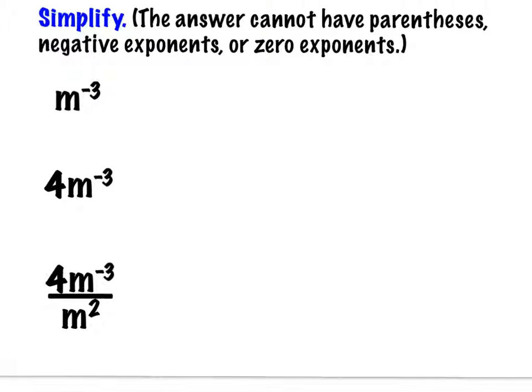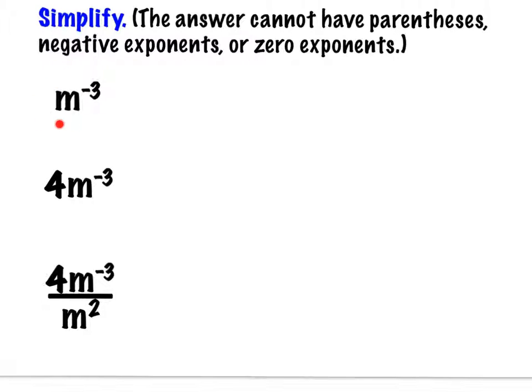Let's look at a few quick examples. The instructions here say simplify. That means, of course, to make the expression simpler. And simplified expressions will not have parentheses, they will not have negative exponents, and they will not have zero exponents.